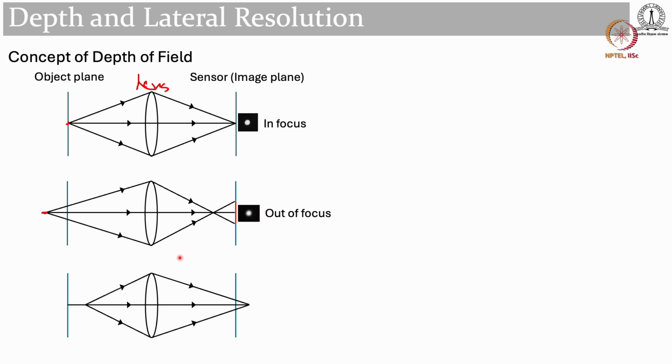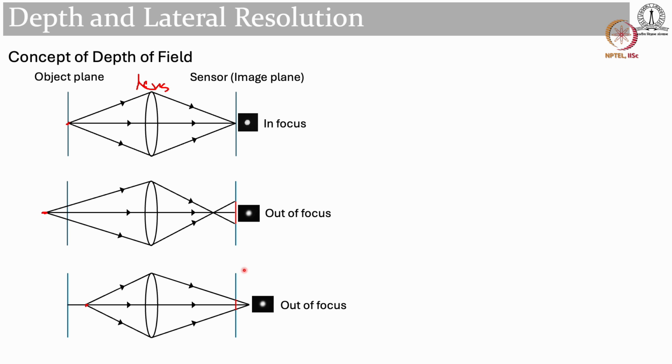Another situation that can occur is that if your particle is brought closer to the lens here and not at this object plane, then if you draw the rays, it will look something like this, and the rays will converge somewhere behind the sensor plane or the image plane, and you will get an image which is again blurred and out of focus.